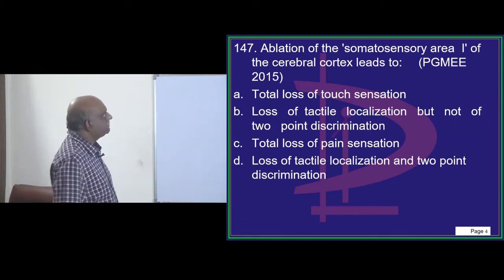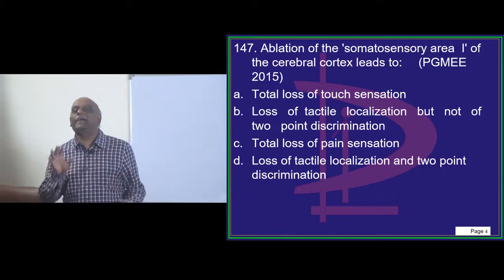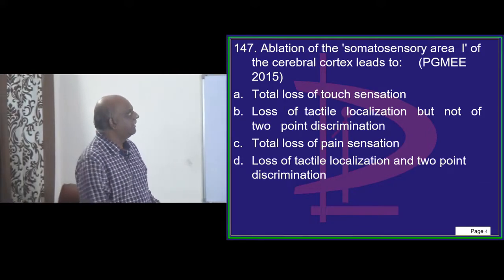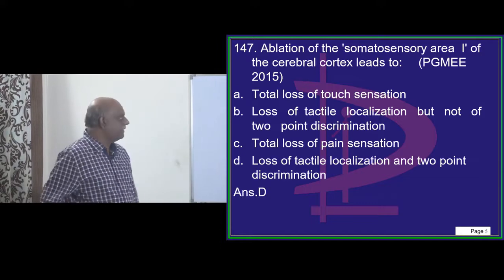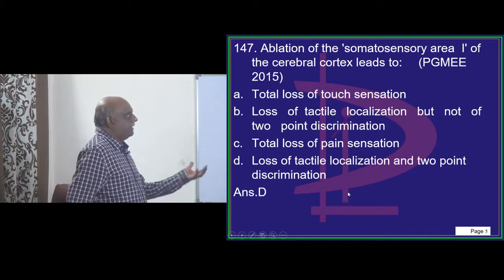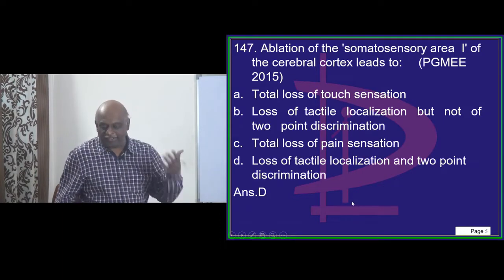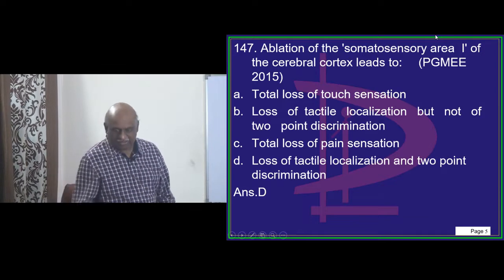Now, ablation of somatosensory area 1 of the cerebral cortex, what does it lead to? It leads to the loss of tactile sensation, localization and 2-point discrimination is what you have to basically remember.